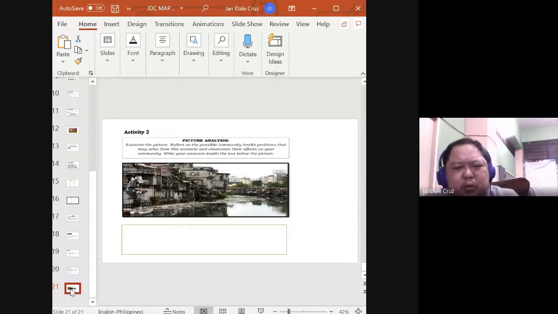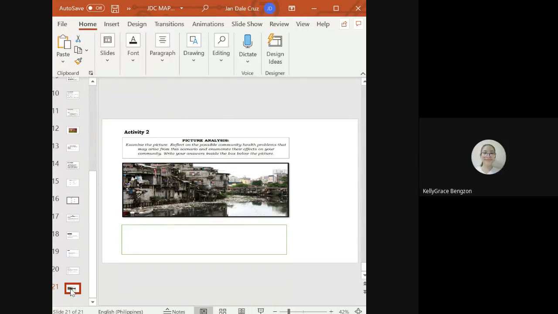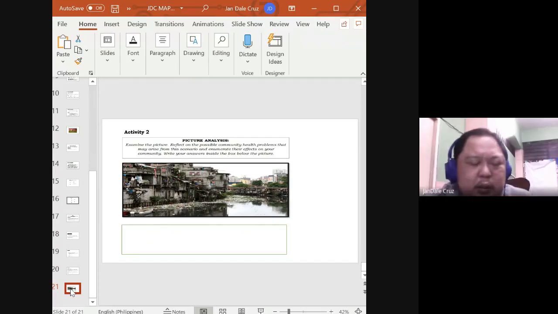Okay, for our Activity 2, please read: Picture analysis. Examine the picture. Reflect on the possible community health problems that may arise from this scenario and enumerate their effects on your community. Write your answers inside the box below the picture. Okay, maybe just write it in your notebook, your MAPEH notebook. Let's make a MAPEH notebook, even if late. Compose two paragraphs regarding this picture, then take a picture and send it in Classwork as your Health Activity 2.